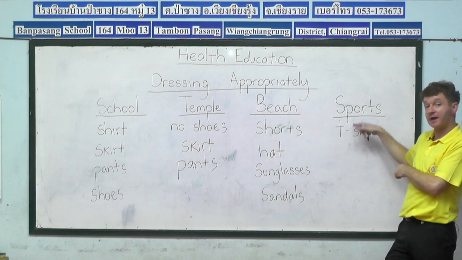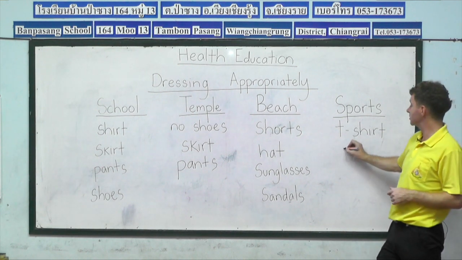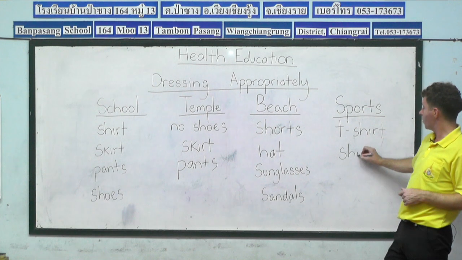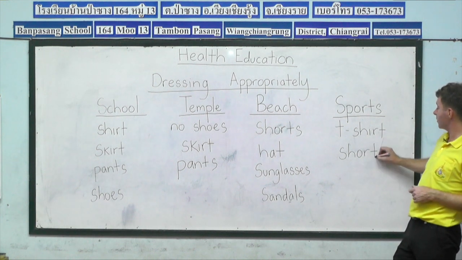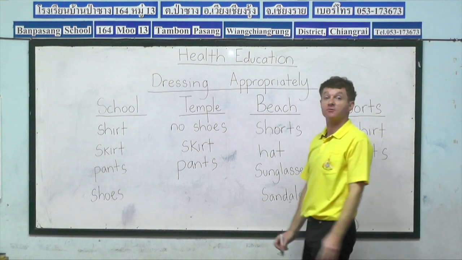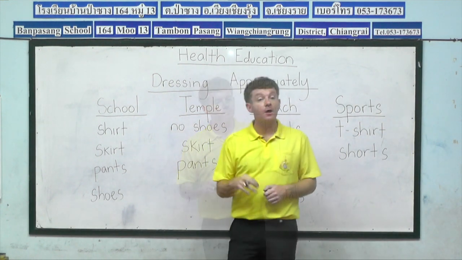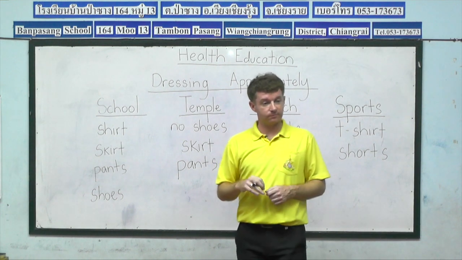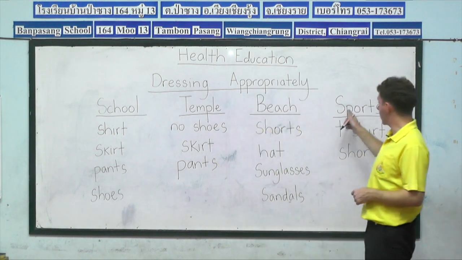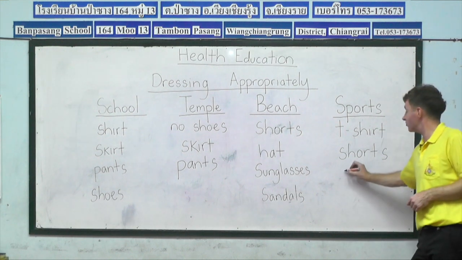Now, what else? Shorts. You see, sometimes we can wear the same clothes for certain places. Shorts. S-H-O-R-T-S. And what else do you guys wear when you're playing sports? Shoes. What type of shoes? Sports shoes. Yes. When we're playing sports, we will always wear our sports kit.